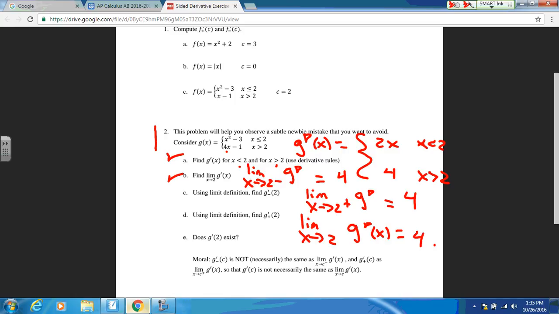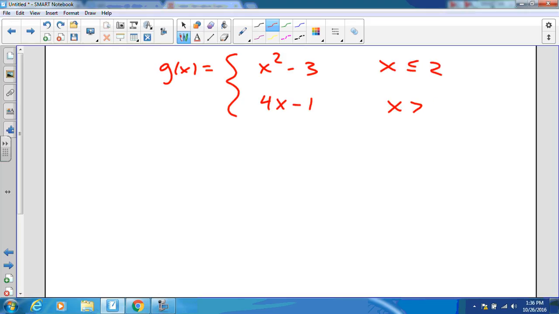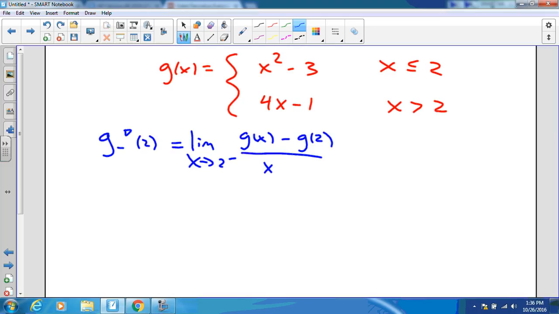No questions. Okay. Now we're going to look at two very similar looking kinds of questions here. Using the limit definition, find g prime from the left at 2 and g prime from the right. We're going to need some space to work here. Okay, you guys help me out.